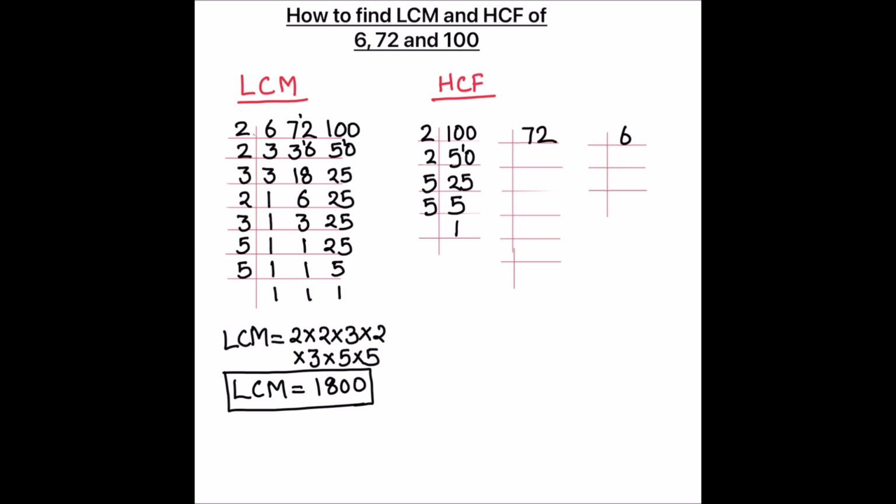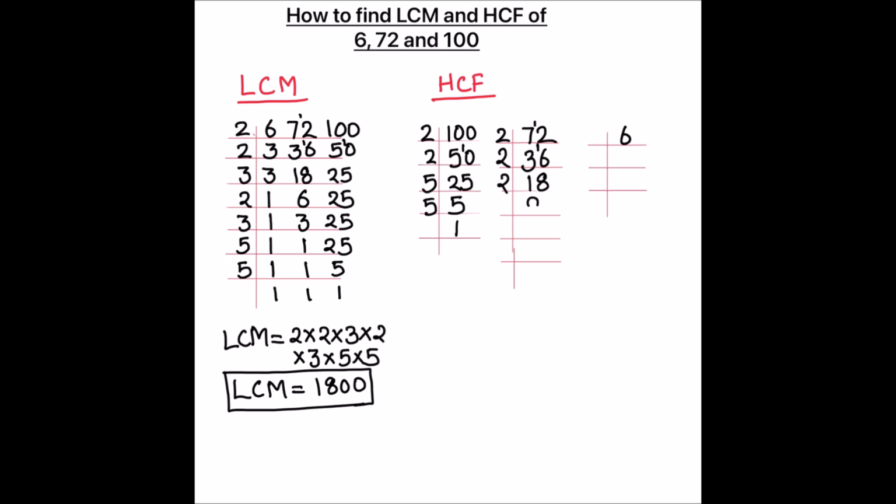Let's divide 72. It is also even. We can divide by 2. 2 times 3 is 6. 1 is remainder. This becomes 12. 2 times 6 is 12. Again we are going to use 2. 2 times 1 is 2. 1 is remainder. This becomes 16. 2 times 8 is 16.